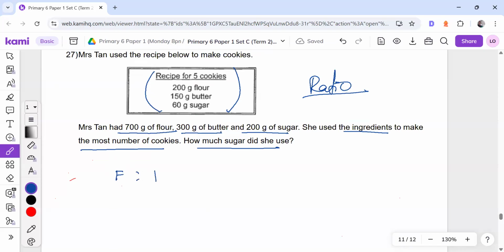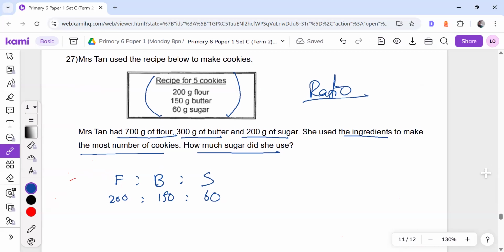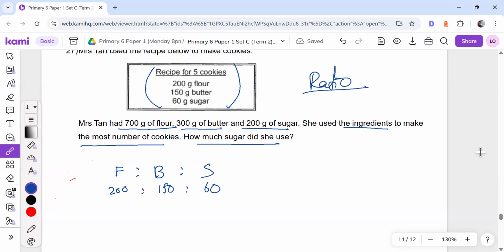Why is it ratio? Okay, flour is to butter is to sugar. What is the recipe? 200 grams, and then the butter is 150, and then the sugar is 60. Okay, now this ratio I don't want to simplify. I don't want the simplest form, because I want to find how many groups there are.